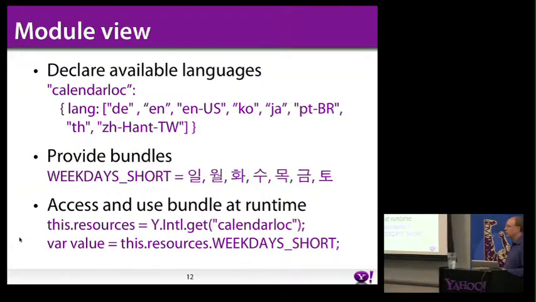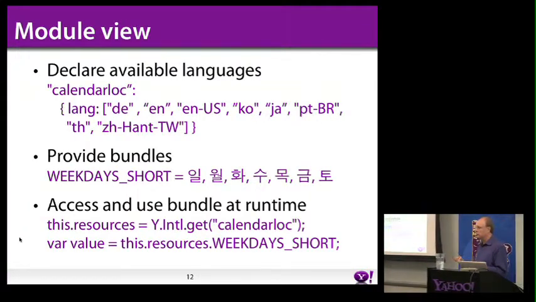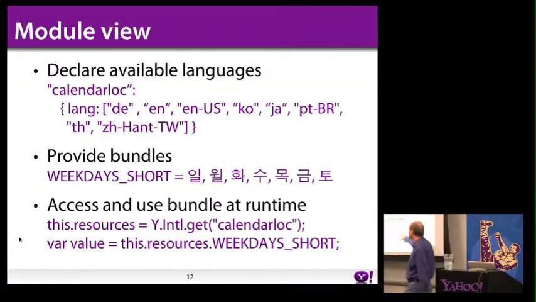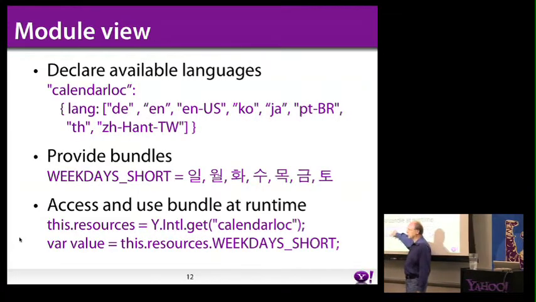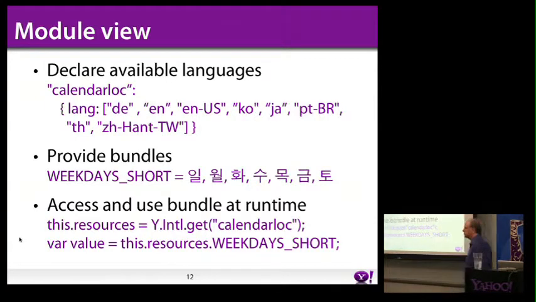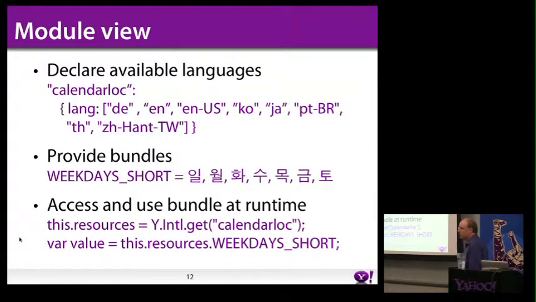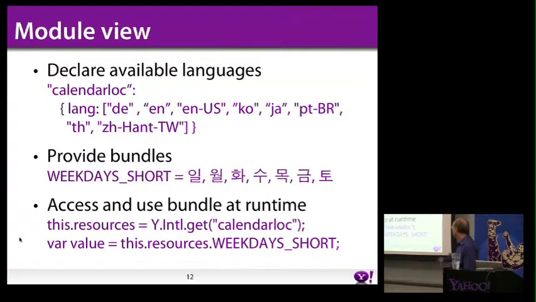And finally, when the module then comes up at runtime, it needs access to the right resource bundle. So there will be magic that makes sure that the right resource bundle is available, and the module can just say, give me my resources here, using the Y.Intl.get function. And then it can access the parts of that resource bundle just using regular property access.